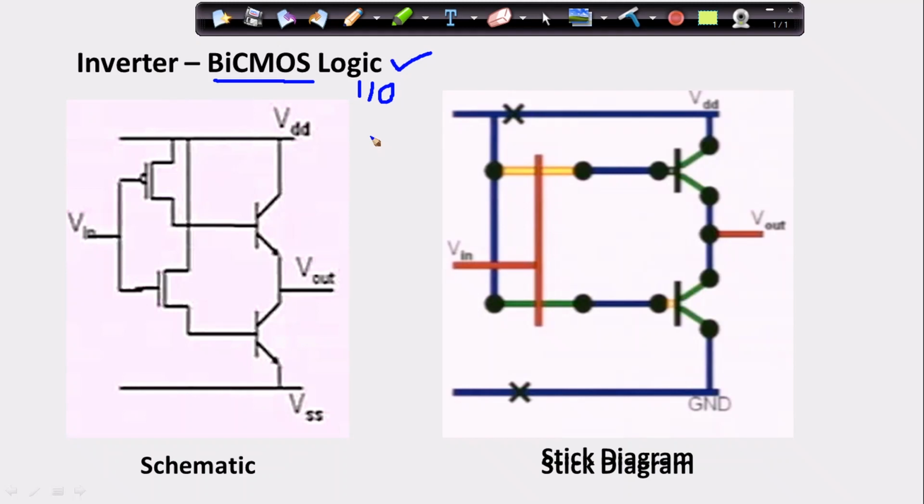Okay, but the only drawback of BiCMOS logic is the stick diagrams or the layout. The complexity of the layout is very much higher when compared with CMOS logic. In order to produce this particular transistor, it becomes very difficult. Whenever it is complex, the production cost increases, and the product price is going to increase.